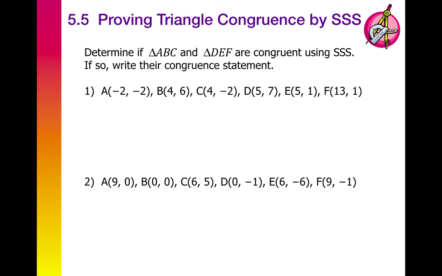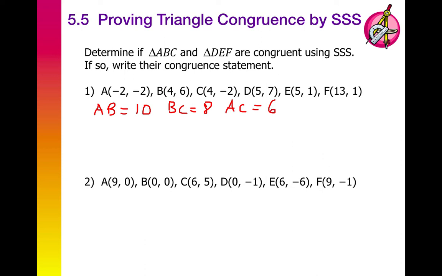Let's determine if triangle ABC and triangle DEF are congruent if we're given coordinates. So if I measure the distance from A to B, and I use the distance formula, so the distance formula is going to be the square root of the squares of the differences. AB is going to turn out to be 10. BC is going to turn out to be 8. And then AC is going to turn out to be 6.